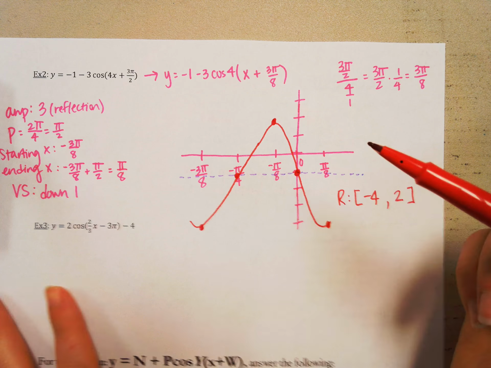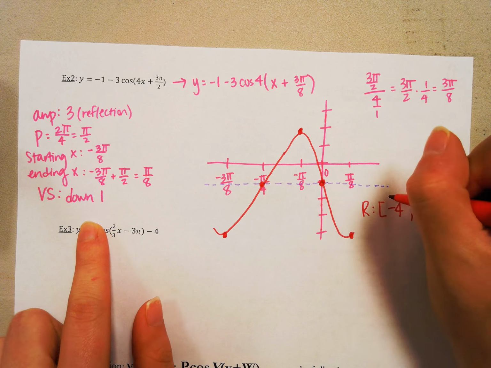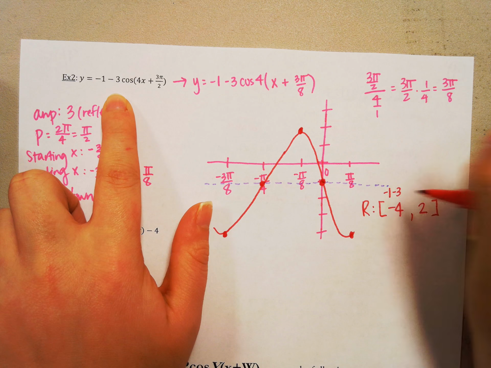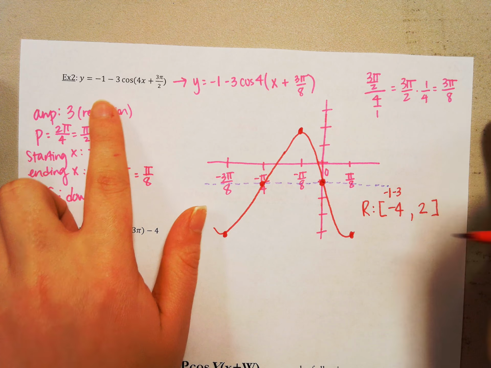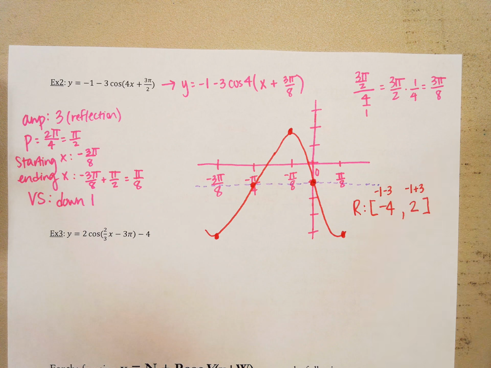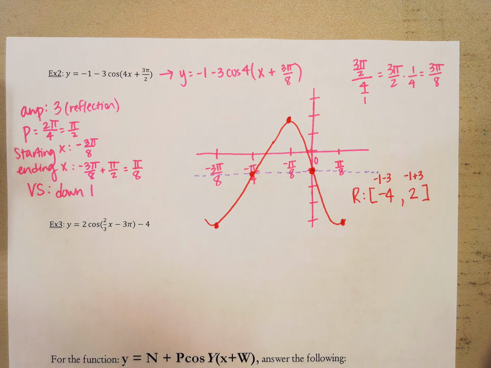But you can also just go from your vertical shift. I know that from my vertical shift I'm going down 1, and then I'm going to subtract the 3 because that's my amplitude of 3, and then this will be negative 3, negative 1 plus 3 to get to those values. Either way, I don't care which way you do it. You just have to make sure that you end up with your actual range.